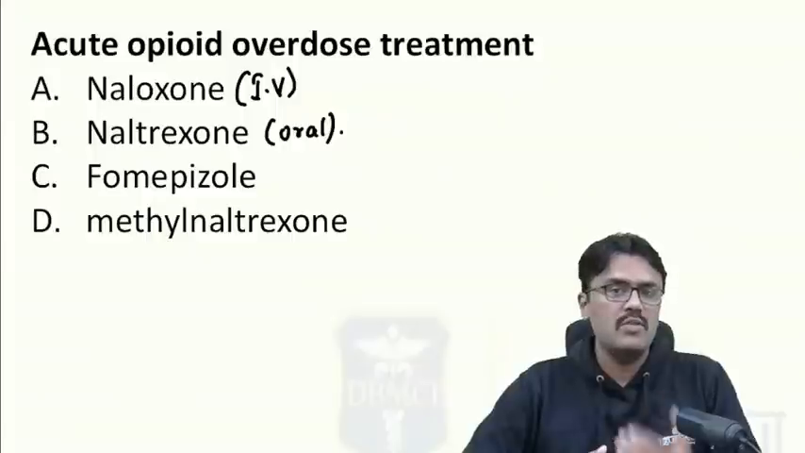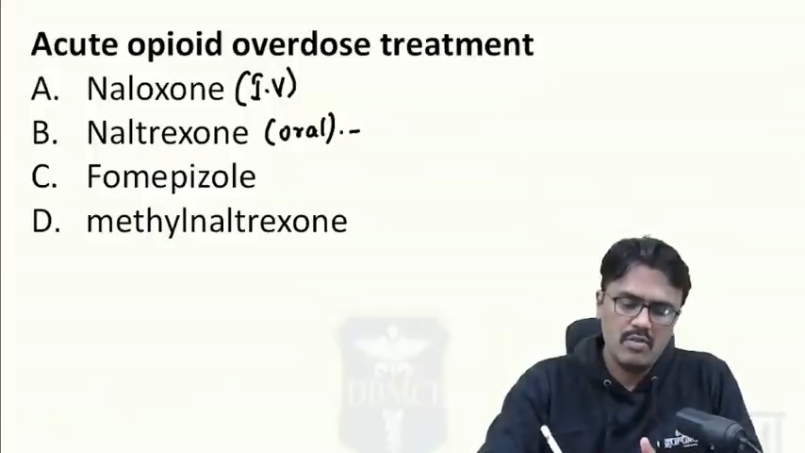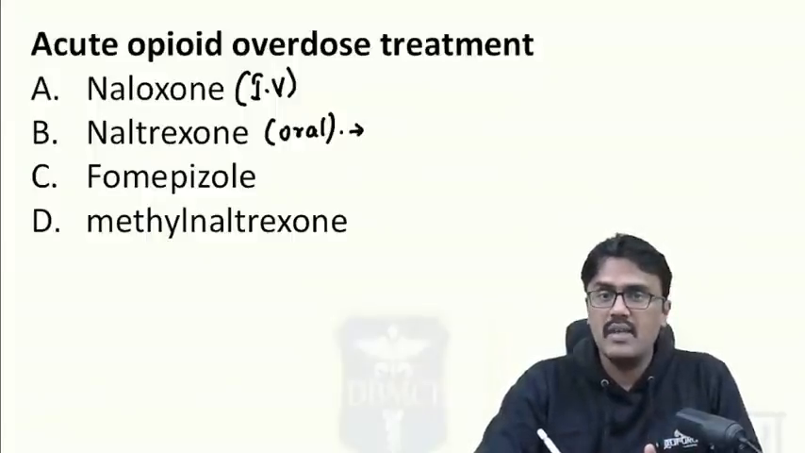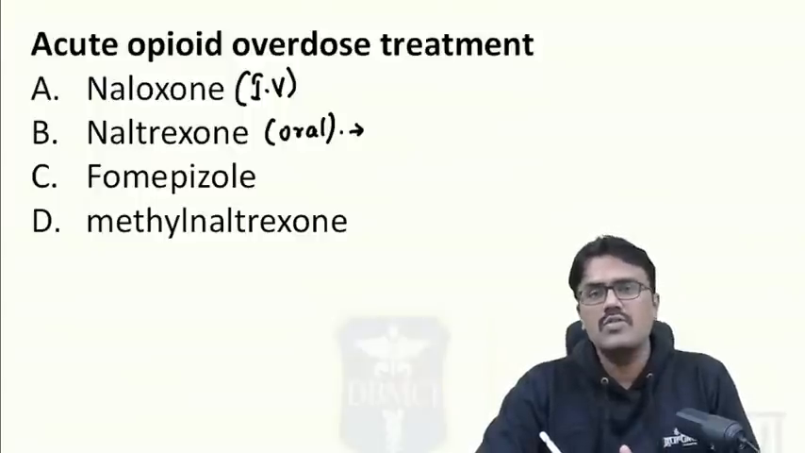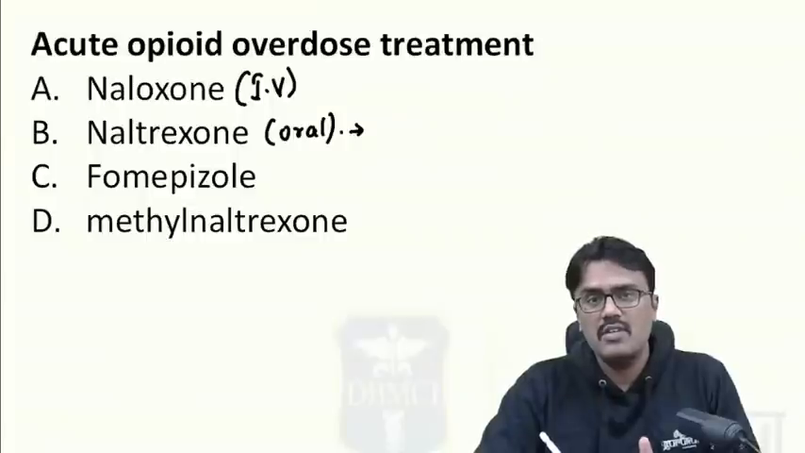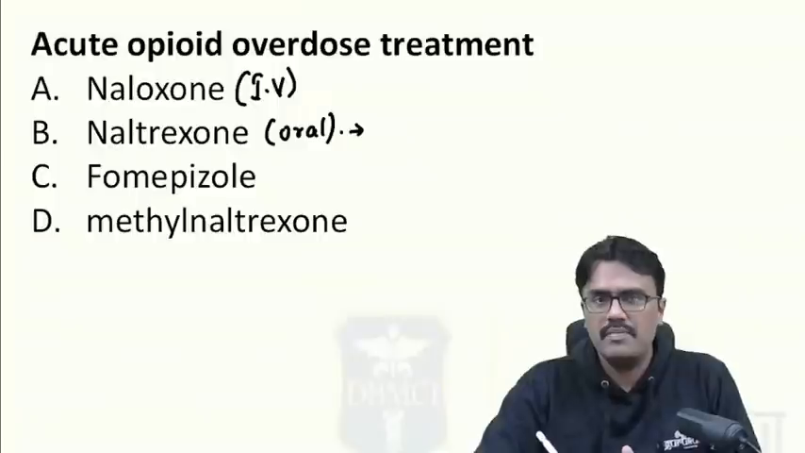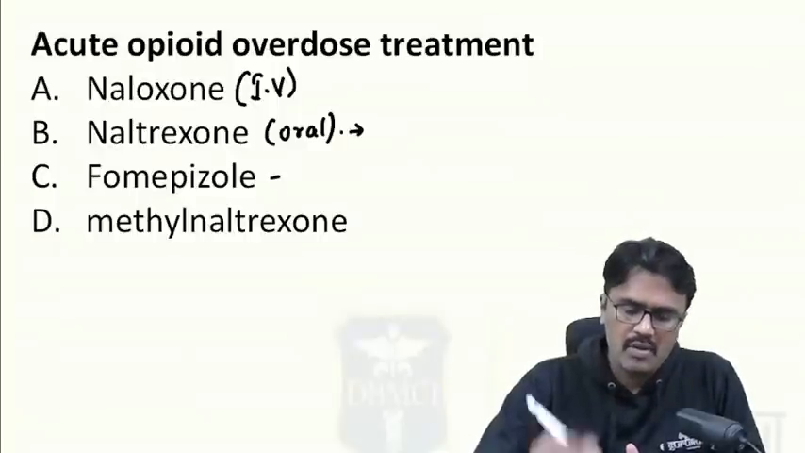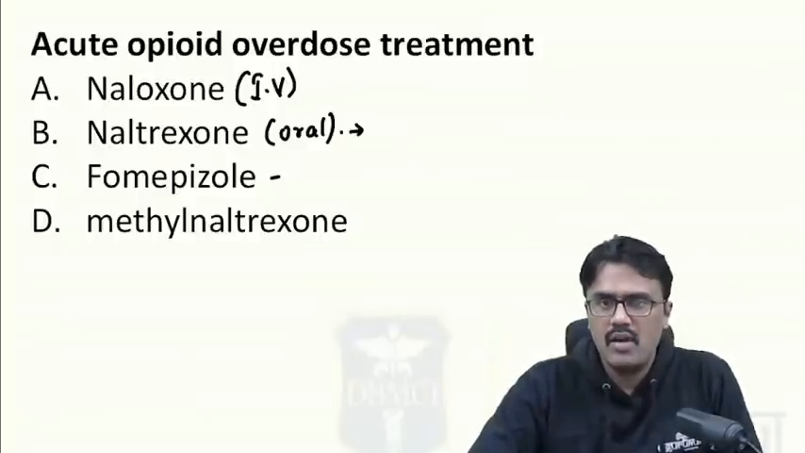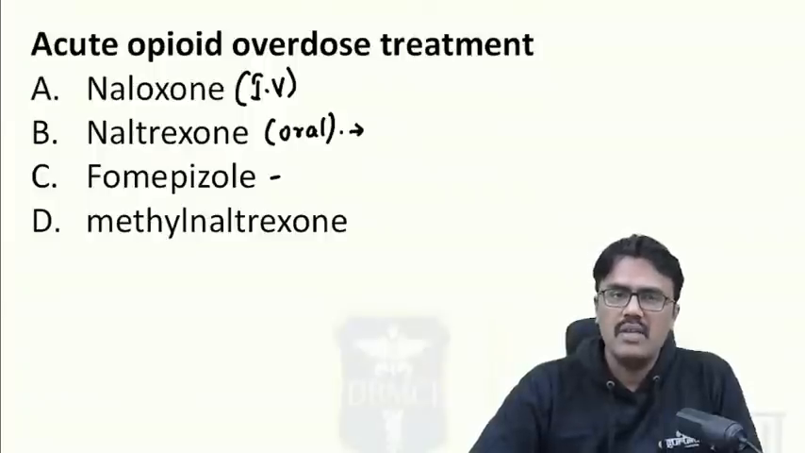Naltrexone has so many uses now. Naltrexone can be used in opioid overdose, and in obesity, where it is used along with bupropion. It is also used to decrease craving in smoking and alcohol. Fomepizole, I told you, is for ethylene glycol and methanol poisoning. And methylnaltrexone is used to treat opioid-induced constipation.